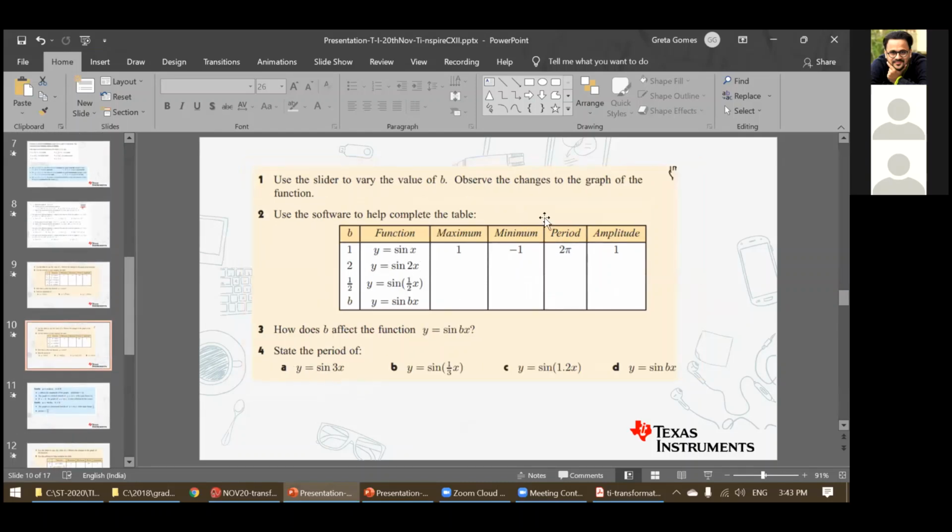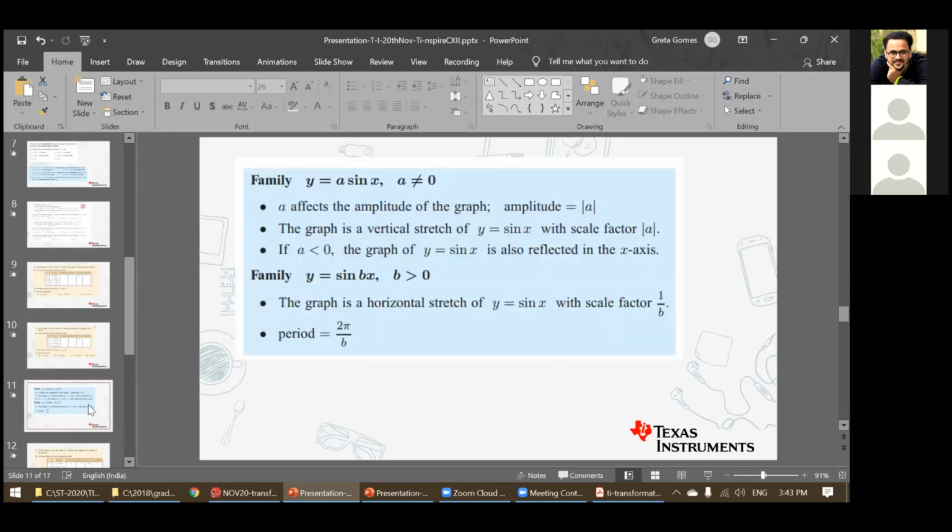You will see the number sitting next to X. That's the reason I was telling you earlier that when you're putting in BX, make sure your B is outside the bracket, because you will see shortly when I show you the general function why. As I've already shown you here, B affects the period. The period of the function is 2 pi by B. Just as the number that sits outside affects the amplitude, the modulus of that number is what becomes your amplitude.